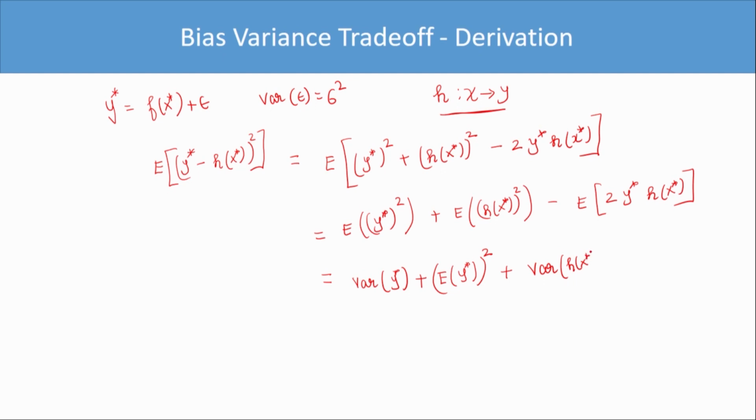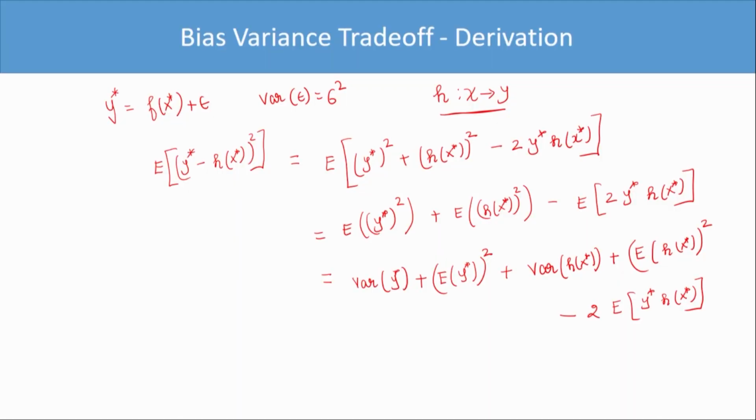But still, you can talk about this as the variance of h of x star plus the expectation of h of x star, squared, minus the 2 that comes outside from the expectation. So now this becomes the expectation of y star h of x star. Now what can be said about this term? How can you simplify this term? First of all, what is this expectation over?